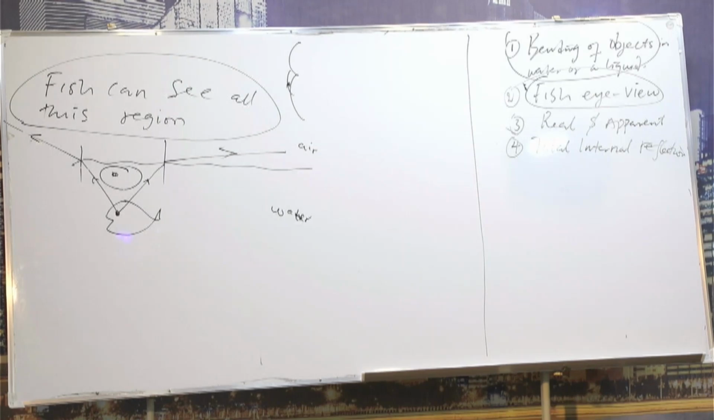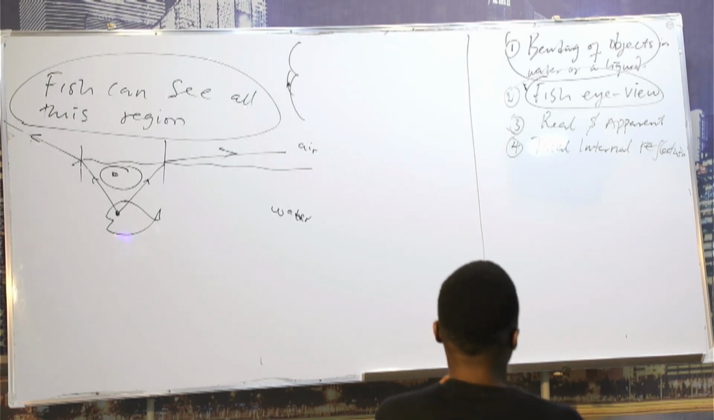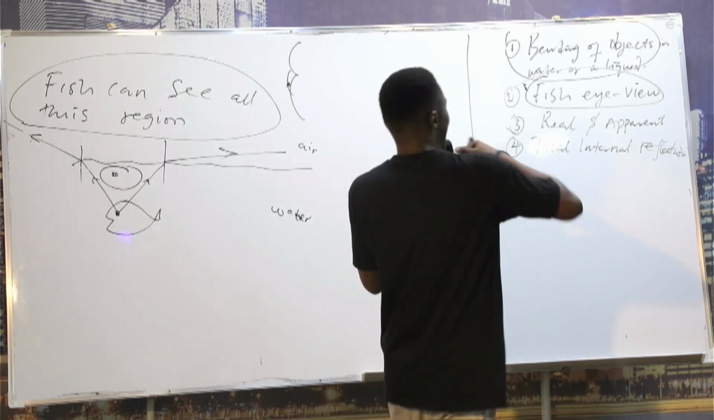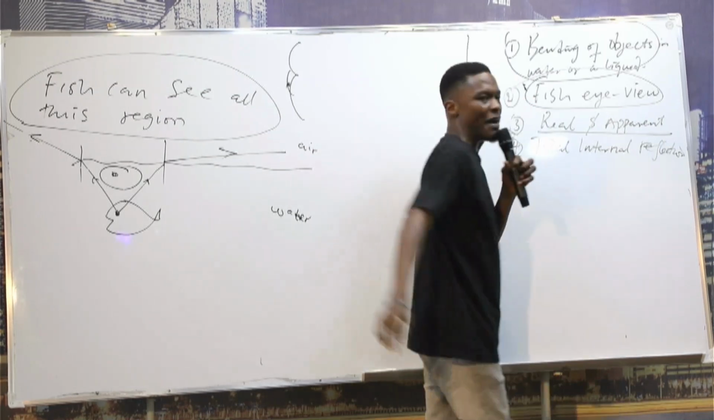So we have done the first one, which is the bending of objects in water or a liquid, and we have talked about the second one, which is fish eye view. Now, the next one we'll talk about is real and apparent depth.